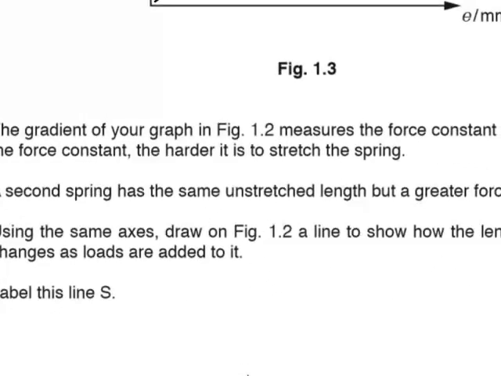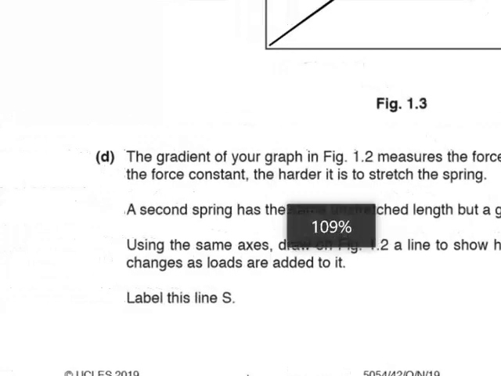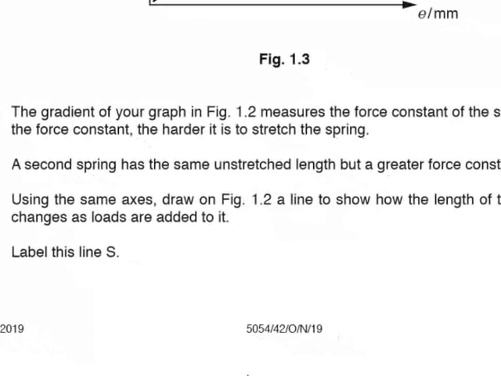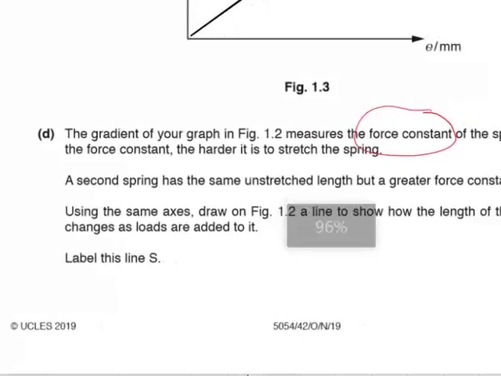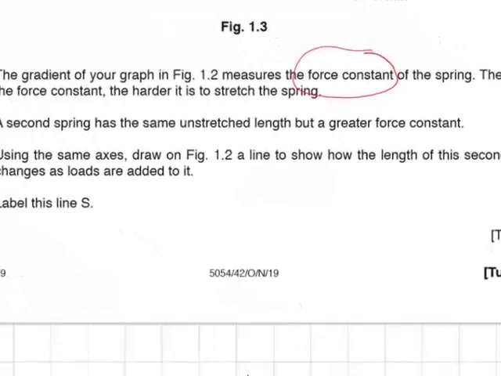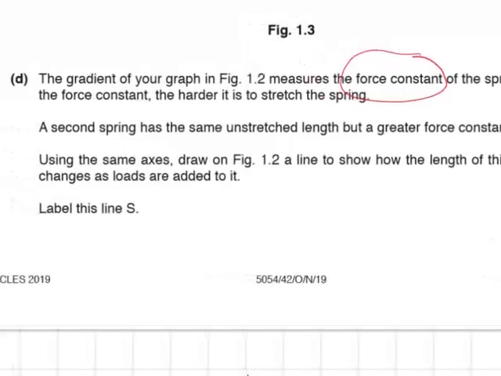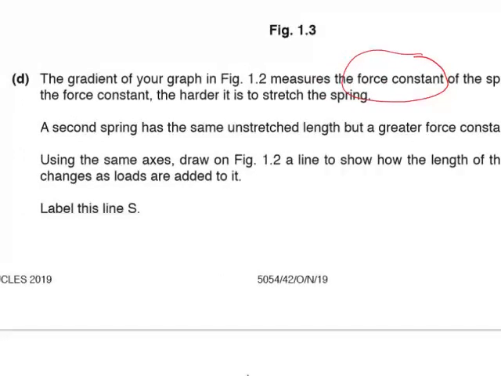Next one, the gradient of the graph in figure 1.2 measures the force constant. So basically here the word force constant is actually spring constant. The greater the force constant, the harder the spring is to be stretched. The second spring has the same unstretched length but a greater force constant. Using the same axes, draw a line to show how the length of this second spring changes as loads are added to it. Label this as S.